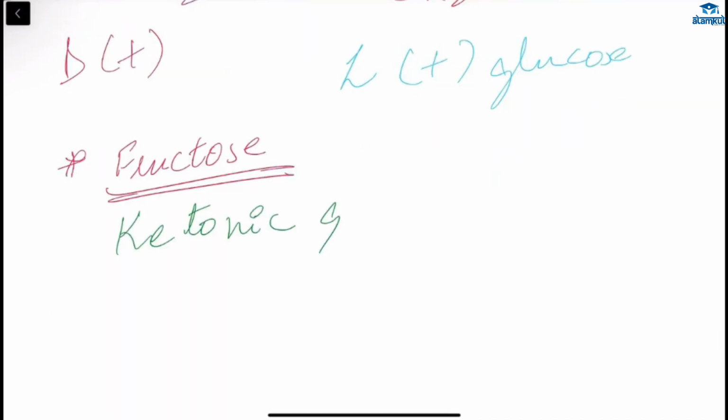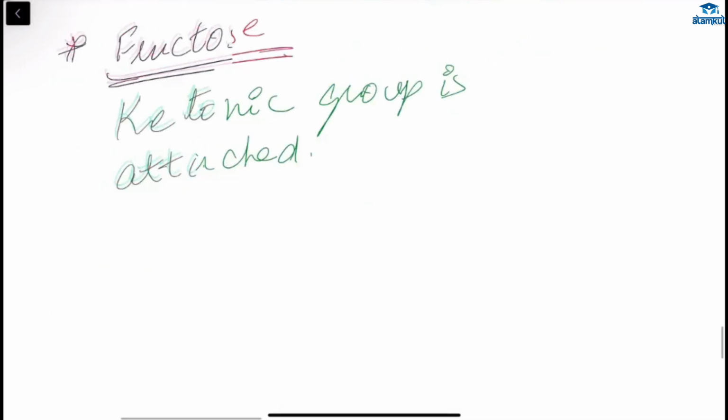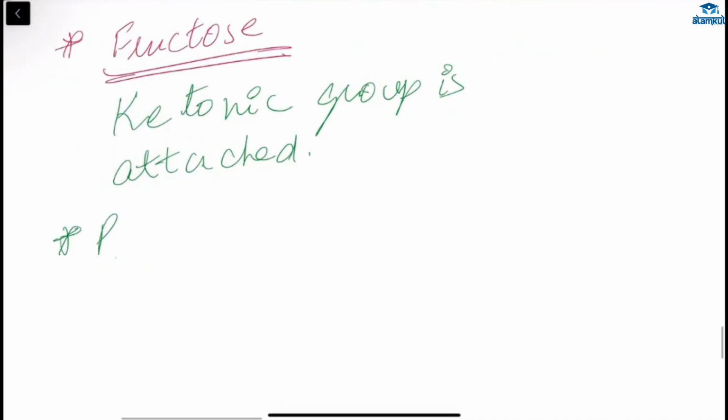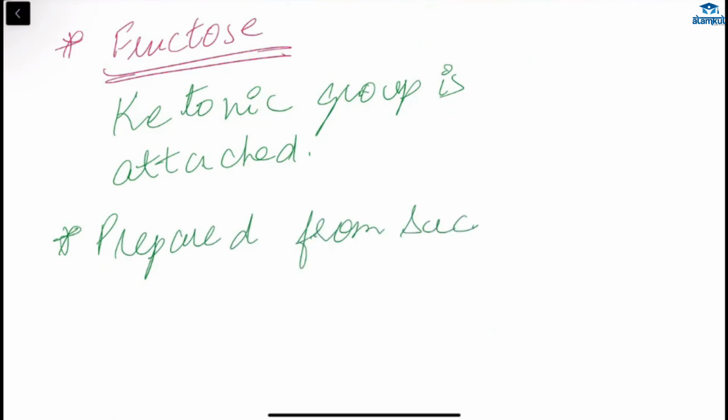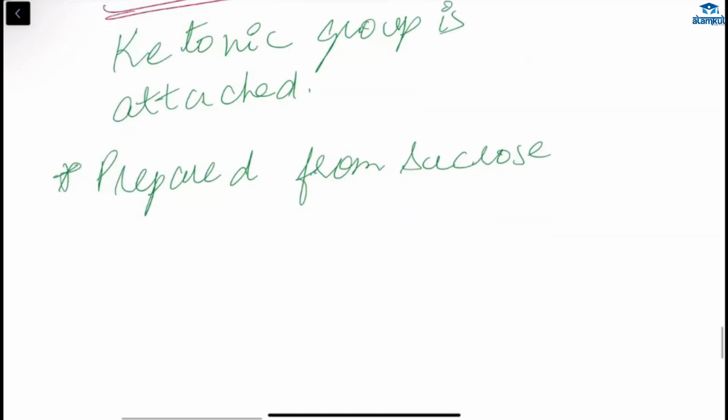Ketonic group is attached. And what is the preparation? Prepared from sugar, sucrose. Prepared from sucrose, because on the hydrolysis of sucrose, glucose is also formed and fructose is also formed in equal amounts. So sucrose के hydrolysis पे glucose fructose दोनों मिल जाएंगे.